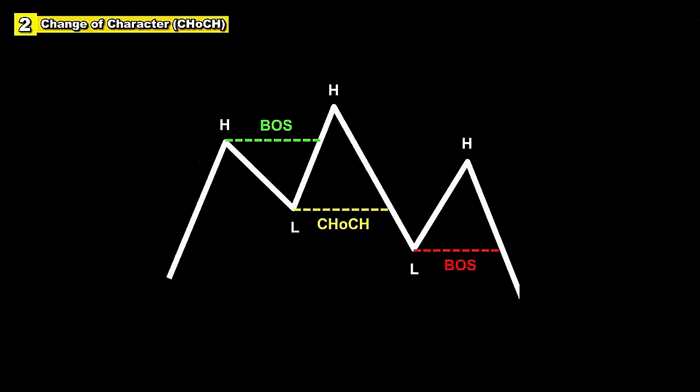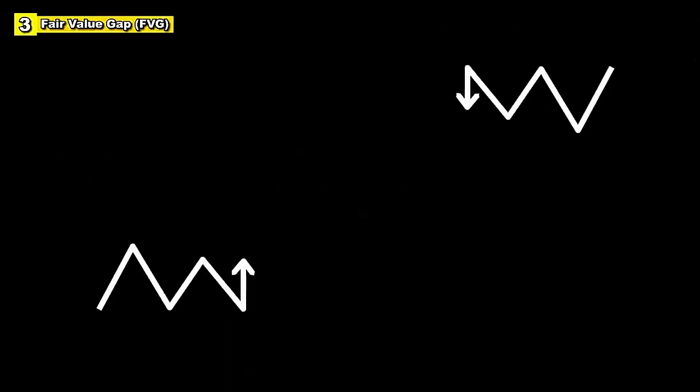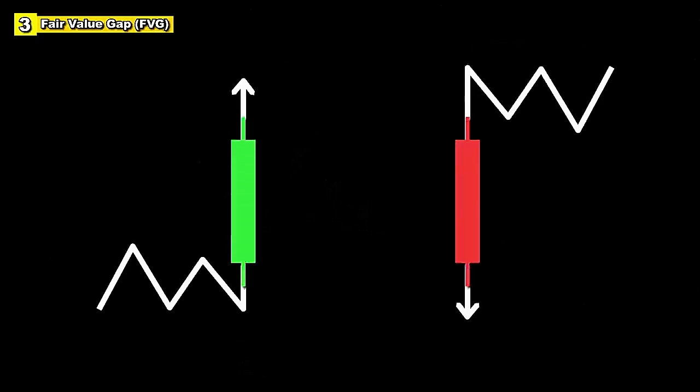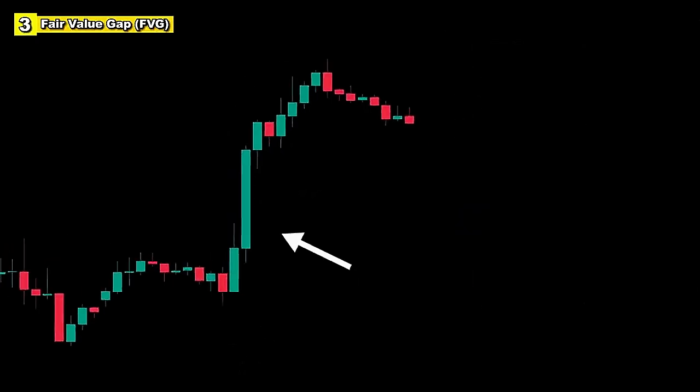This indicates a potential downward reversal. Next, we have the fair value gaps. A fair value gap is simply when price moves up or down extremely quickly, creating a huge candle. For instance, the price here moved up, creating this very big green candle.